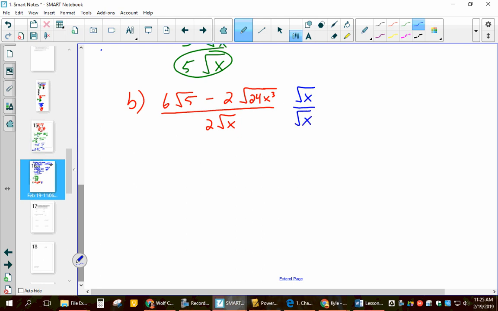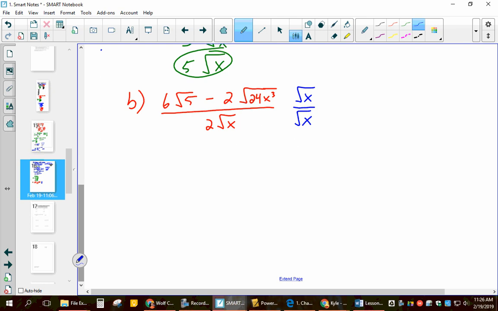Because what is the square root of x divided by the square root of x? What's anything divided by itself? Anything divided by itself is just 1, right? A million divided by a million is 1. Negative 5 divided by negative 5 is 1. Anything divided by itself is 1, right? So I just multiplied this expression by 1, so I didn't really change anything, right?